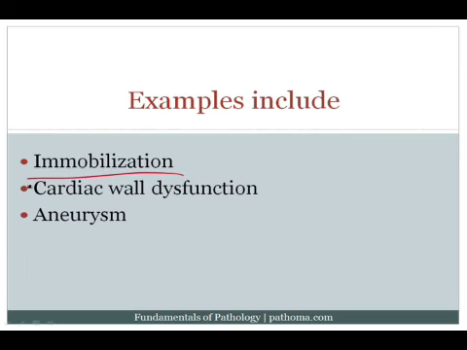That's because of stasis of the blood, and when there's stasis of the blood, there can be activation of the coag cascade, which can then result in a thrombus. Another example would be cardiac wall dysfunction. For example, let's say that there's an arrhythmia. The patient has AFib, so that the atrium is no longer moving properly.